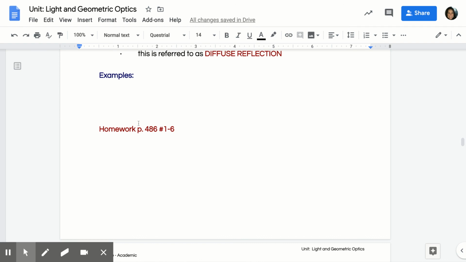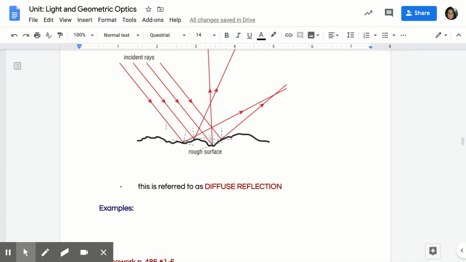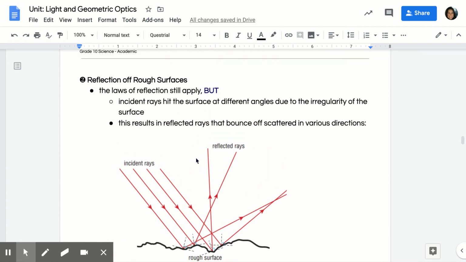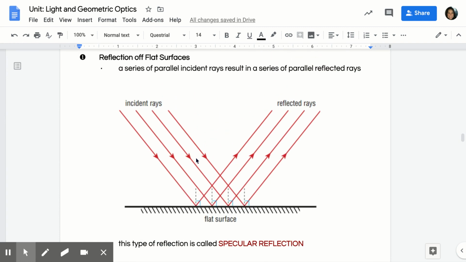You do have some reading to do, so I'm going to toss those textbook pages on there. You're going to do numbers 1 to 6. Again, try to do this little experiment or demonstration if you can at home. It's really important that we understand how this works, okay?